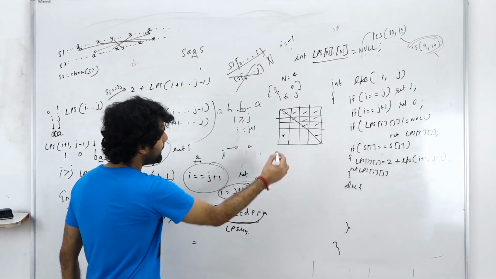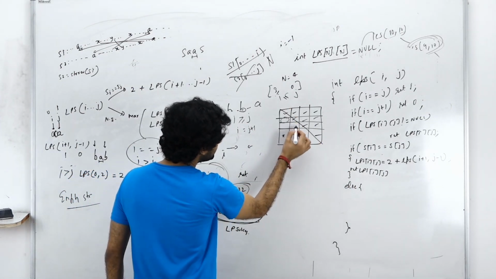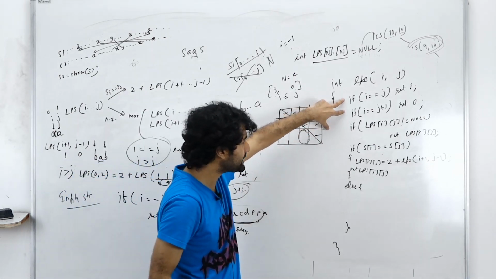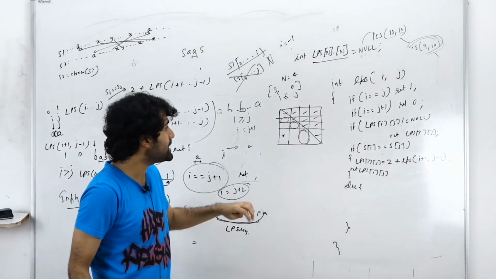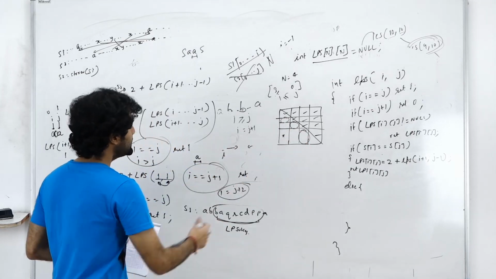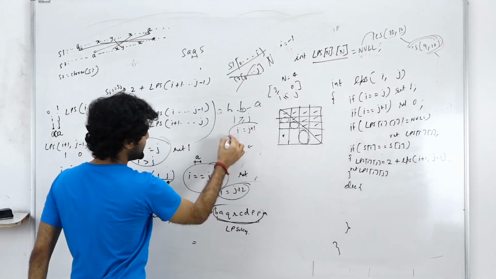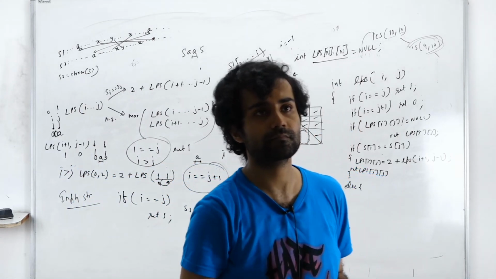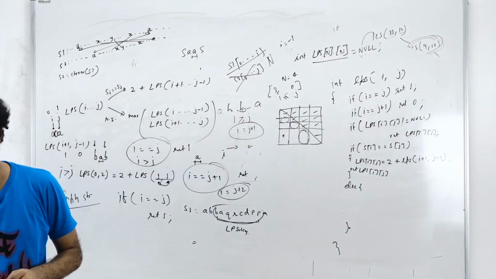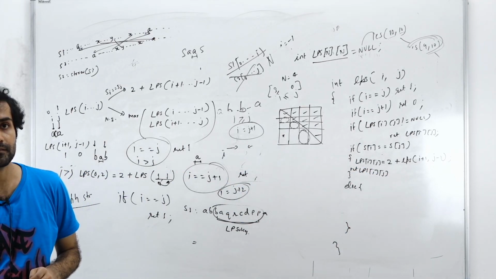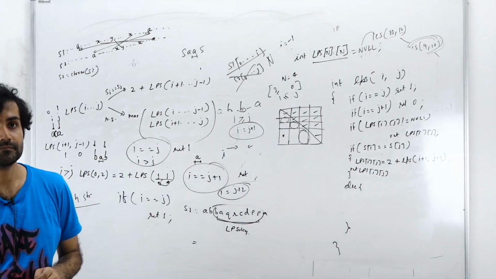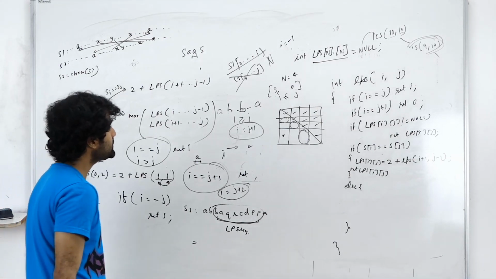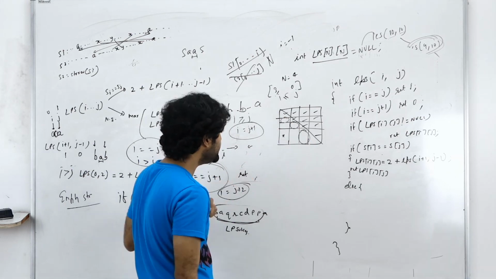One more thing: apart from these cells, this and this would also get filled. Although not in this case, if I am using the bottom-up approach, I would want to fill these also, because these correspond to the case where i equals j plus 1. Yes or no? Others, are you getting it? So they will actually get filled.